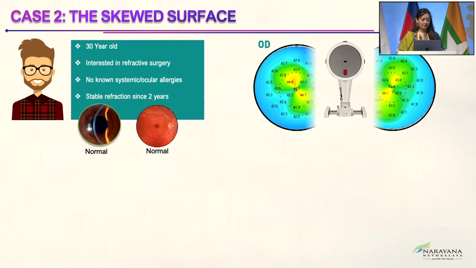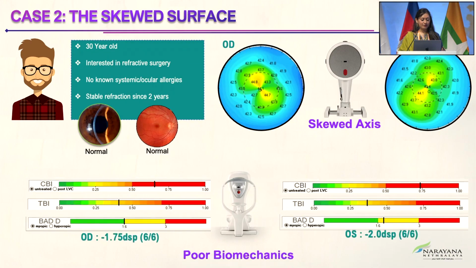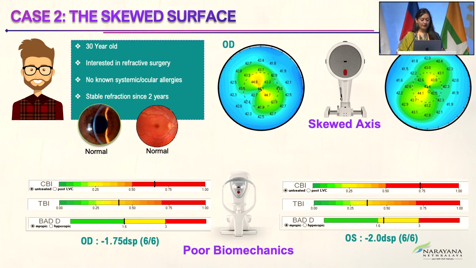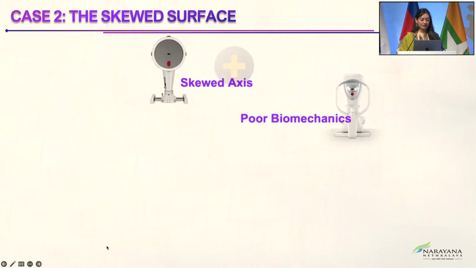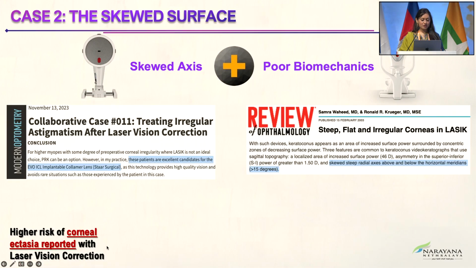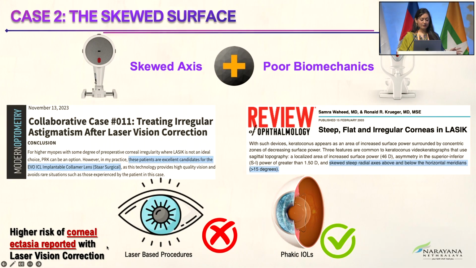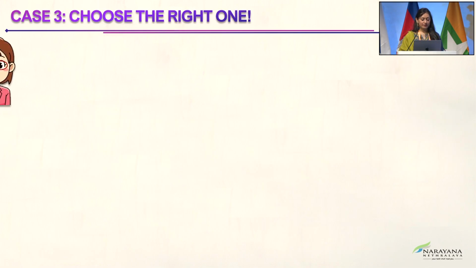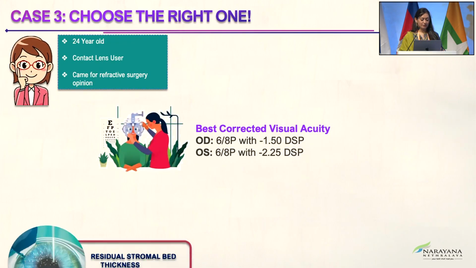Now, whenever you have a low refractive error, when you do your topography and biomechanics, whenever you have a skewed surface like what you can see here, it's not a symmetrical bow tie. There is a little bit of skewing present here on both the eyes, and biomechanics is also on the borderline side. So in such kind of cases, the only two options are trans-PRK or phakic IOLs, but if the patient is not willing to take the discomfort and pain, then phakic IOL is the only option for this patient.